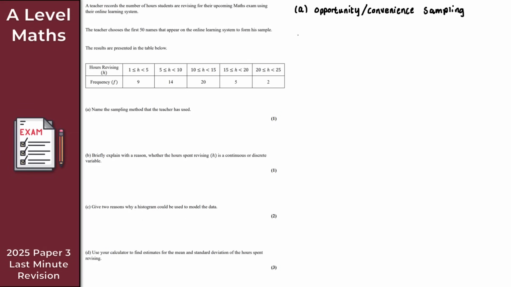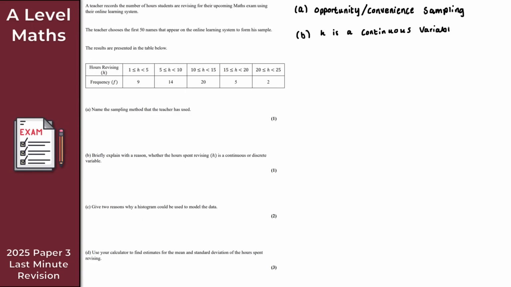Now for part B, what does it ask us to do? It says briefly explain with a reason whether the hours spent revising, H, is a continuous or discrete variable. In this case, H is a continuous variable. Continuous, there we go. I can't spell very well. So H is a continuous variable.